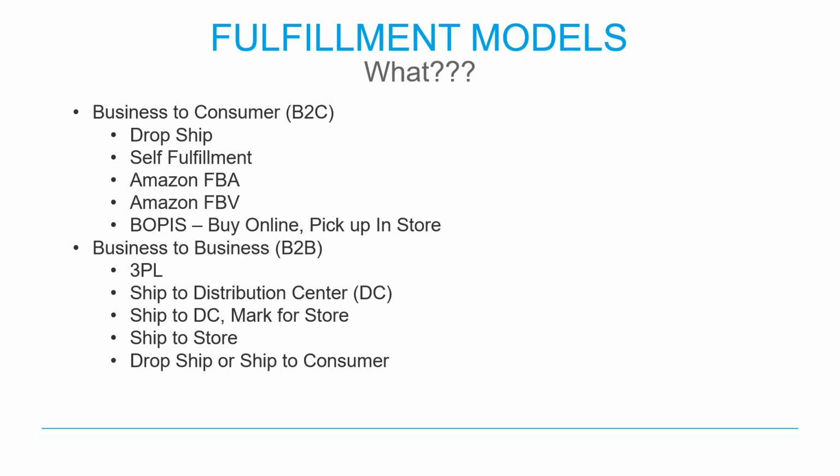A variation of the ship to DC adds the requirement to mark for store. The order would be segregated by store, and you'd be required to package the orders for each store separately so the DC could easily forward the orders to the stores. Then you have the ship to store. That's when the orders are packed and shipped directly to the store. And again, we have the drop ship or ship to consumer. The consumer orders from the store, which forwards the order on to you to ship the items to the consumer.